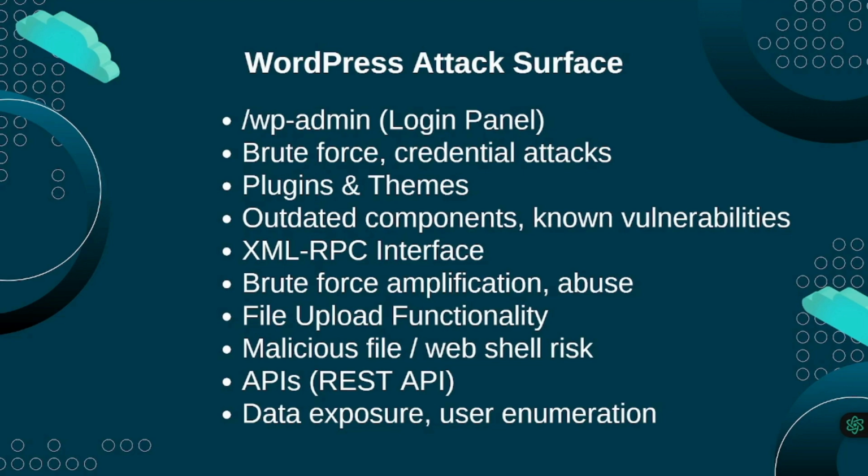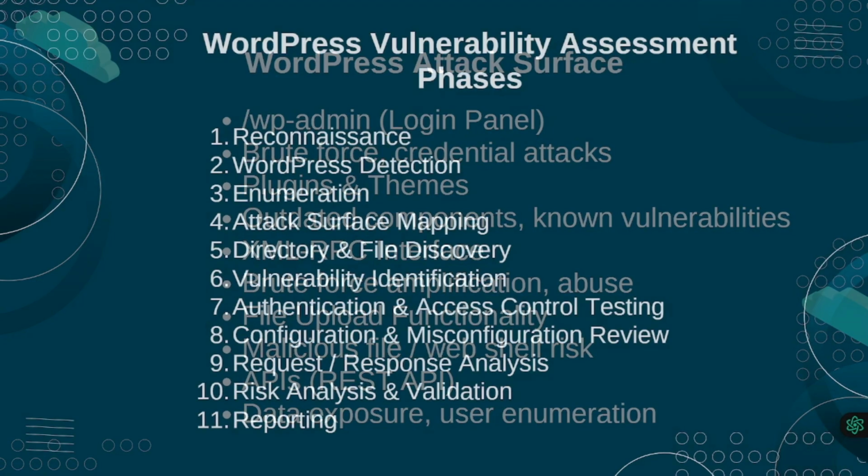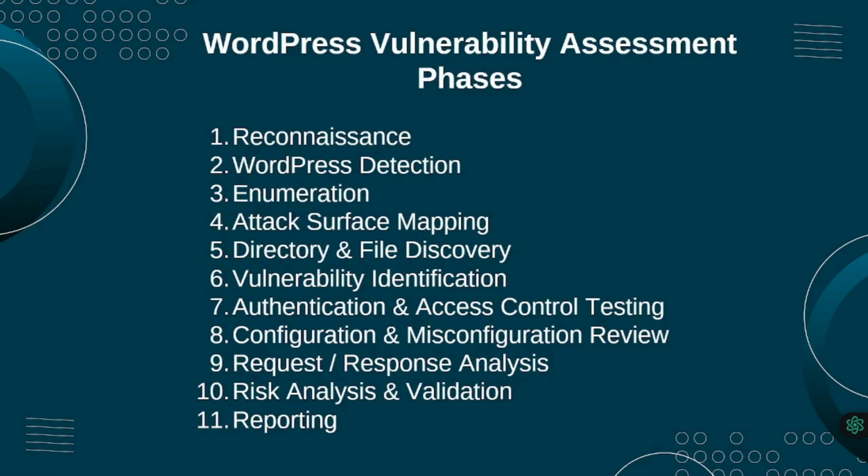Next, file upload. If validation is weak, attackers can upload a malicious file, and once that happens, they control the server. And APIs. They expose data and user structures, which help attackers plan their attack more efficiently. Now the core message. Understand this: attackers don't create entry points. They use what you expose. Next, WordPress vulnerability assessment basics.